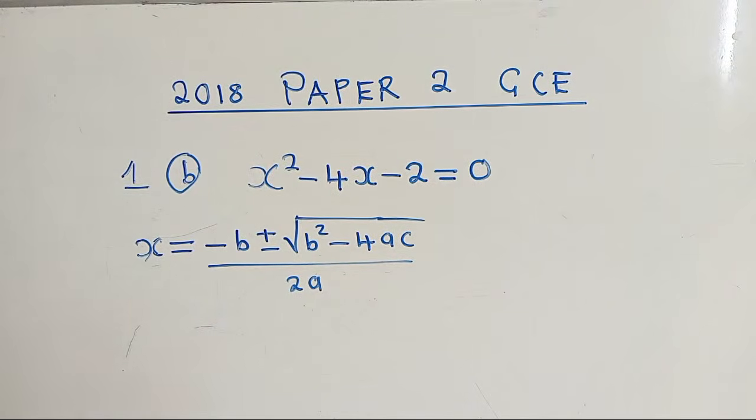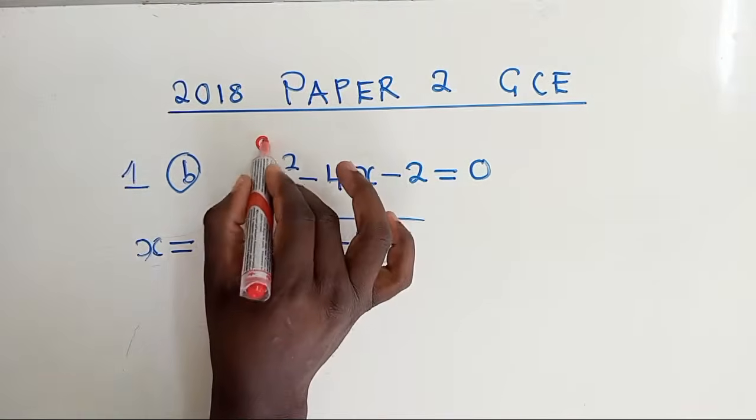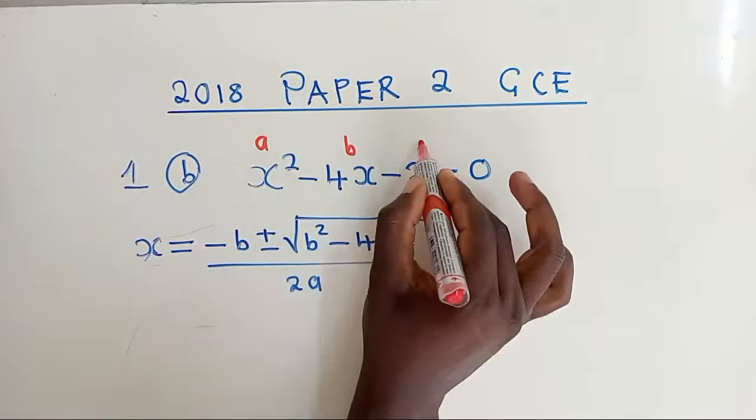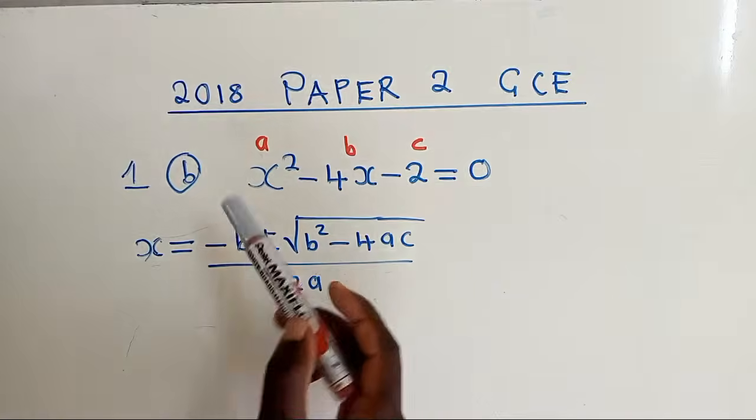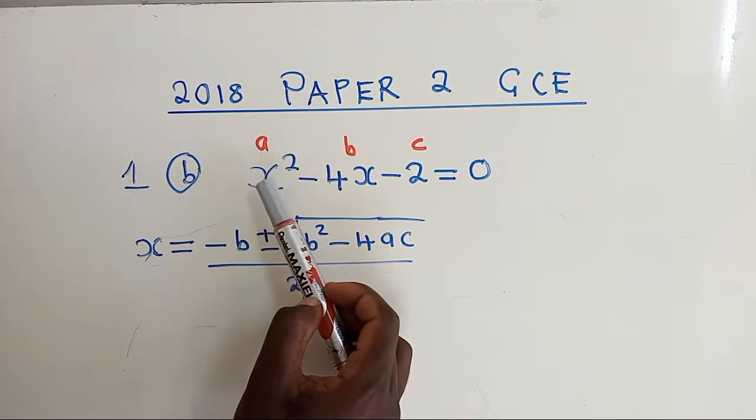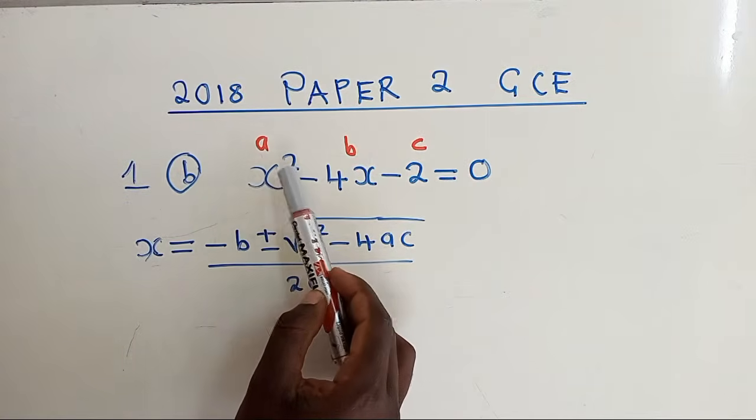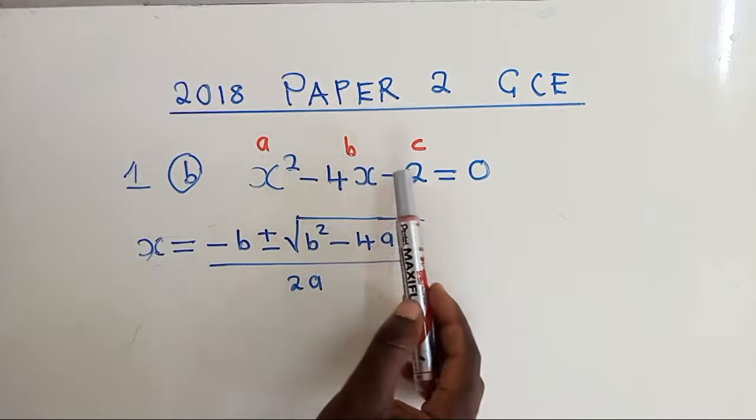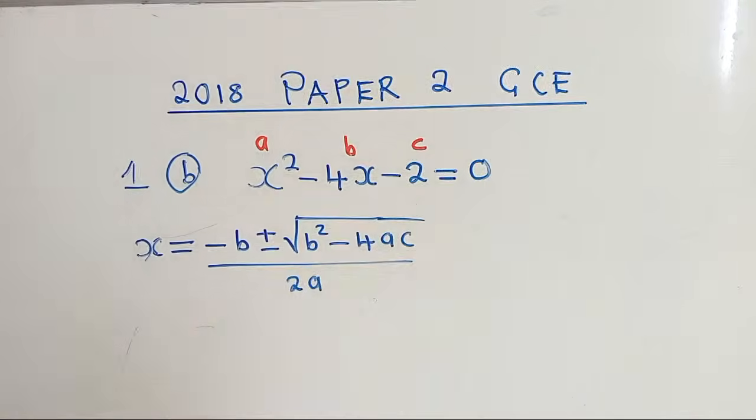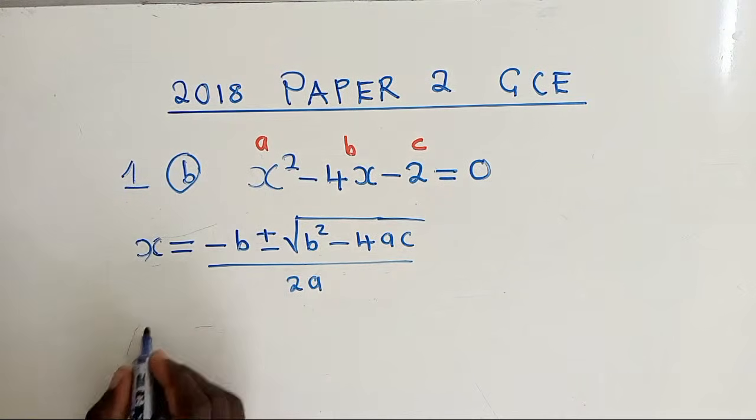So once we write our quadratic formula, we identify our A is right here, B is here, and C is here. How do you get to know that this is your A? Where power 2 is there, it's your A. Where you have a variable just, it's a B. Where there is no variable, it's a C. That's how you identify. So once you identify those things, plug them in your formula.